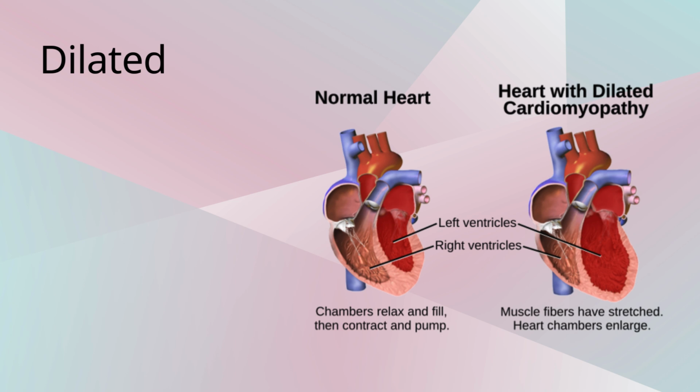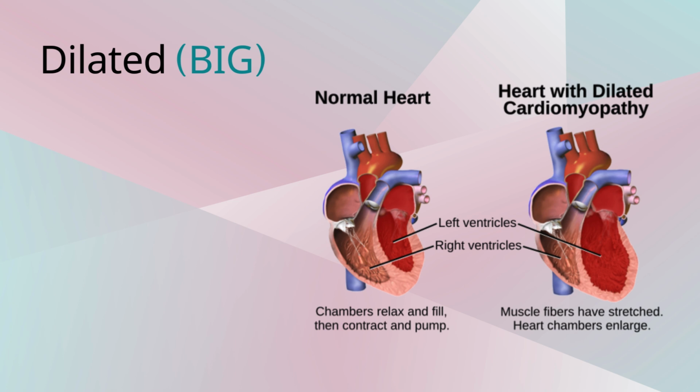All right, the first one we're going to look at is dilated. And if you remember, the easy way to remember that one is big. And you can see that in the picture where on the left you have a normal heart, but on the right that ventricle is dilated. The muscle fibers have been stretched out and it looks like a blown up balloon. And when it fills with blood, it's like our overstuffed suitcase.